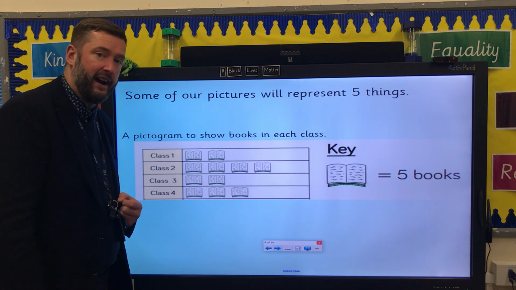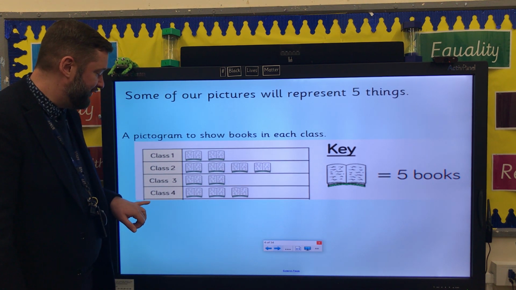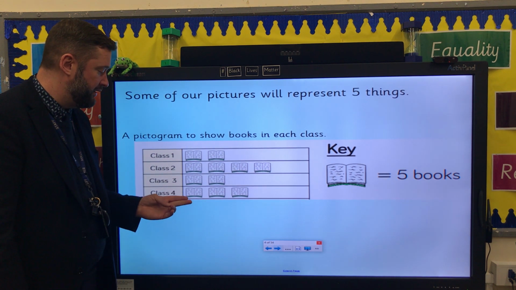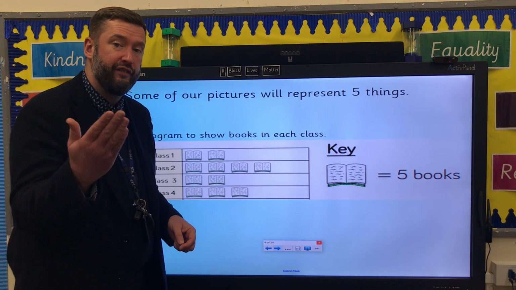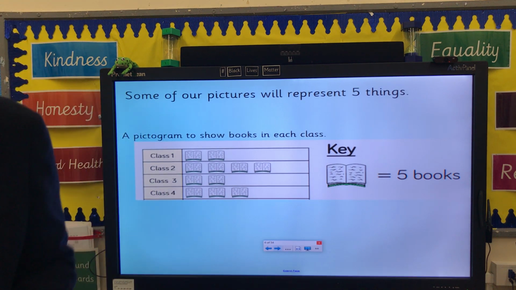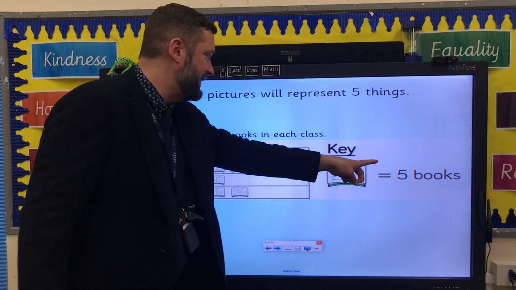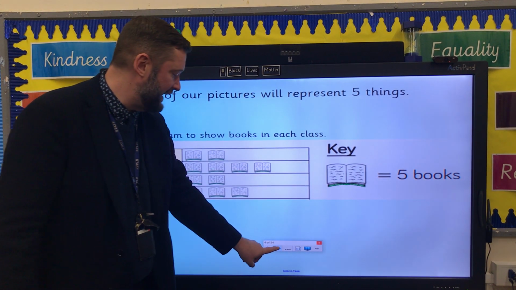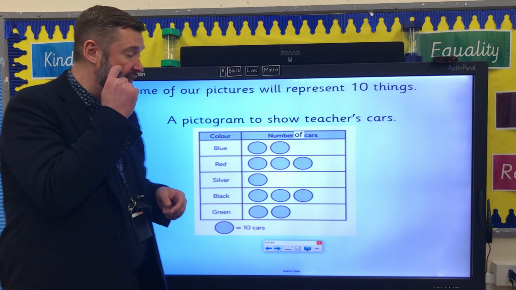That's right, 2 5s make 10. 10 books in class 3. And class 4, count for me. How many? 15 books in class 4. So some of our pictures we're going to count in 5s, and the key will always tell you. Some of our pictures will represent 10 things.